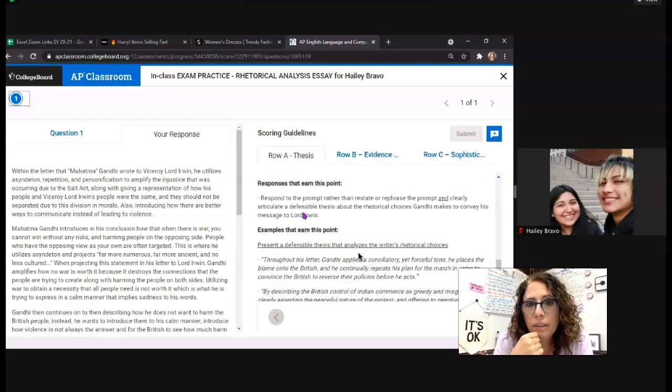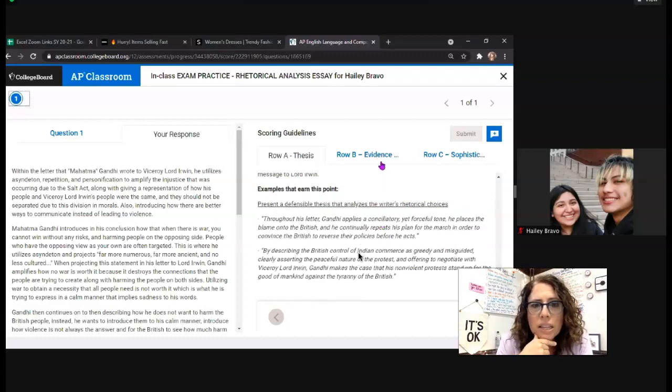Okay. And most importantly, now here are the examples that do earn the point. We are just leaning on the fact that there are universal ideas and there are rhetorical devices. If you do that, you earn the point. Excellent. Okay, let's move on to what they call row B.